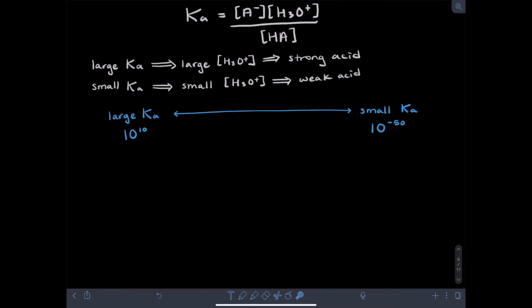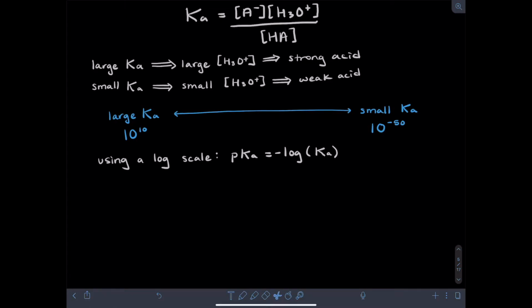For context, what types of numbers we're talking about here, when I say large Ka, it would be something like 10 to the 10th power, and a small Ka would be something like 10 to the negative 50th power. This is an extremely large range of values, and it gets to be quite cumbersome.